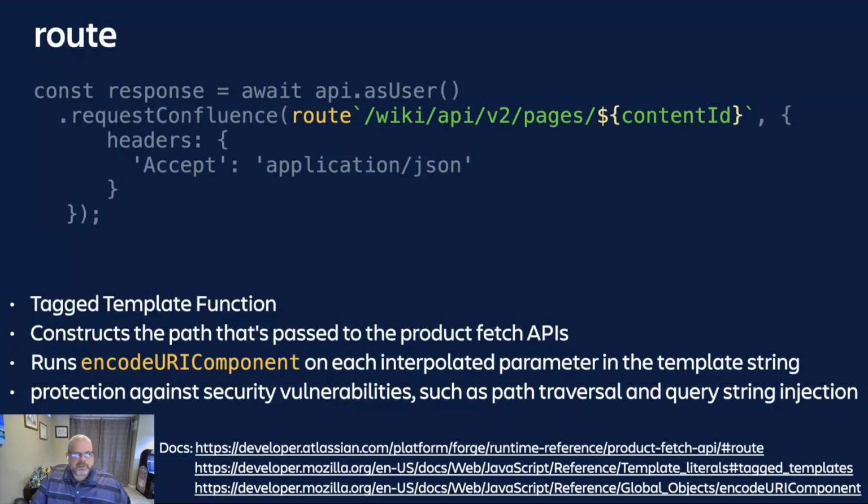And so one thing I want to point out here is this is using a template literal. And so the template literal here, you have the $ sign. This sort of syntax is grabbing this variable content ID and putting it into this path. And then route is doing some encoding on that and making sure this is secure.